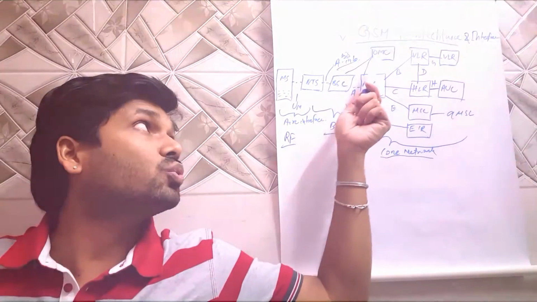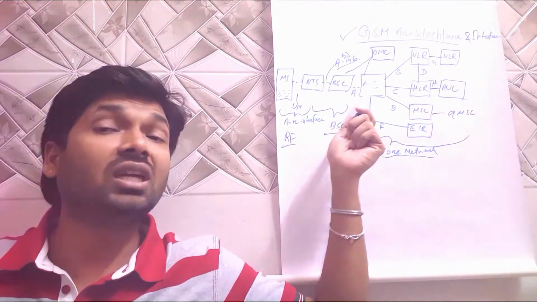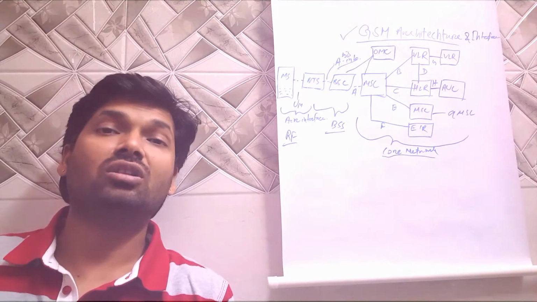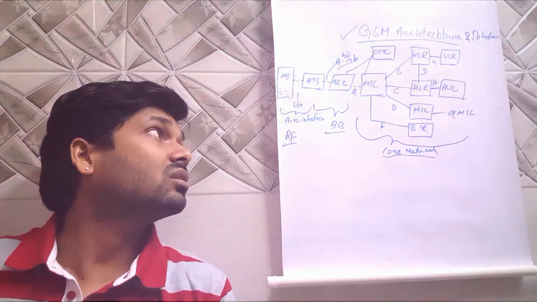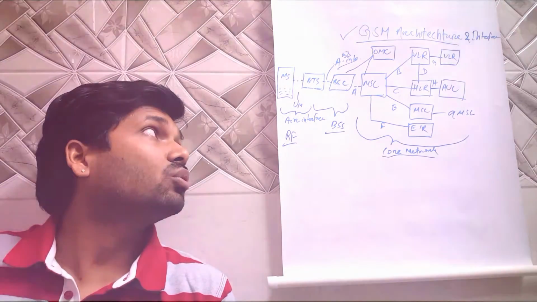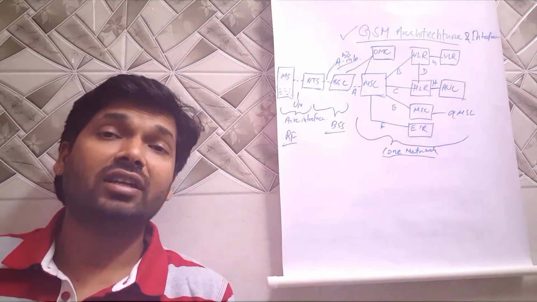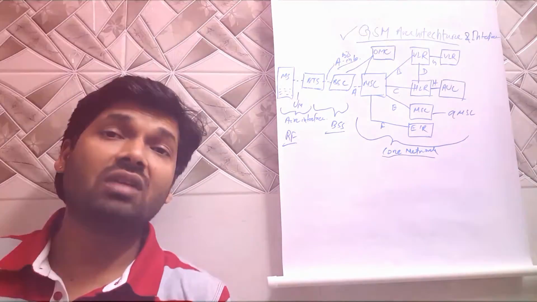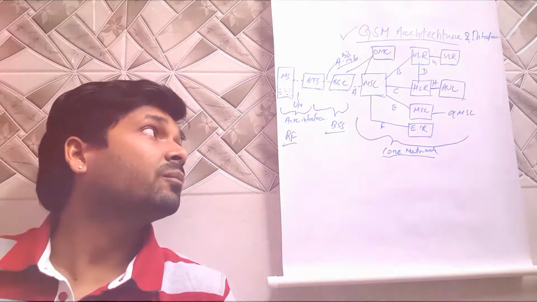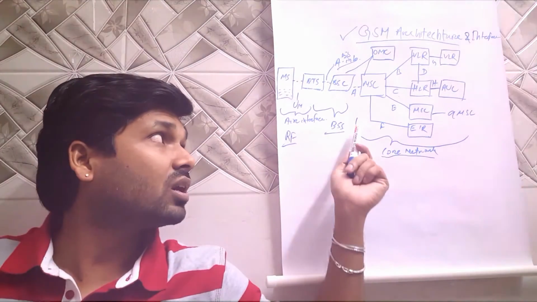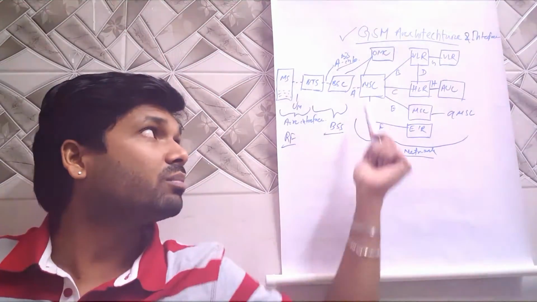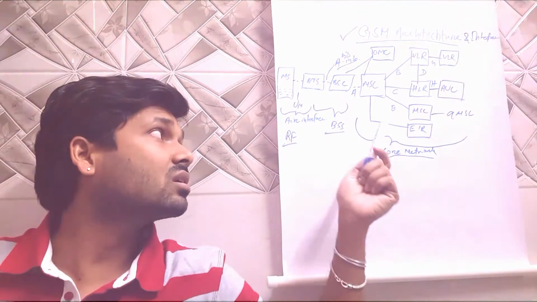From BSC to MSC, we have the A interface. MSC is nothing but the mobile switching center, sometimes also referred to as the mobile station switching center. So the MSC and the BSC are connected via the A interface. From MSC we have various other core network elements, which are contained inside the core network. That's why I have subdivided the zones from MSC till the end. All these elements are called core network elements.